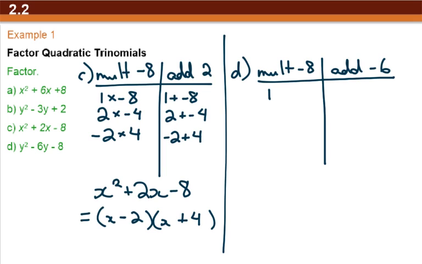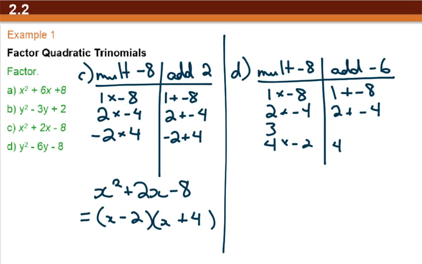As always, start off with 1. Well, 1 times negative 8 is going to give us negative 8. Check the adding. 1 plus negative 8 gives negative 7. Doesn't work. Move on to 2. 2 times negative 4. Check the adding. Gives us negative 2. Move on to 3. Well, we can't actually multiply 3 times a whole number to give us negative 8, so we're going to skip it. Move on to 4. 4 times negative 2 would give us negative 8. 4 plus negative 2 gives us positive 2.